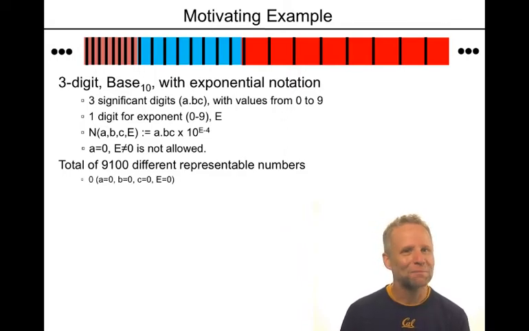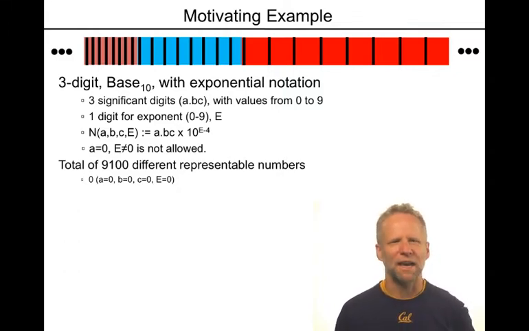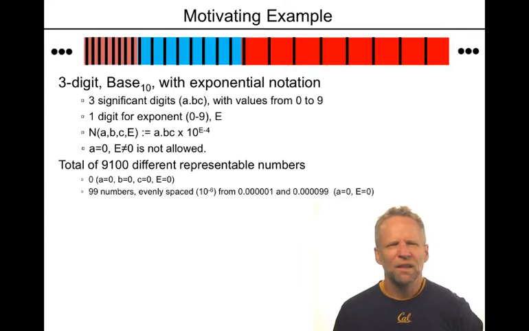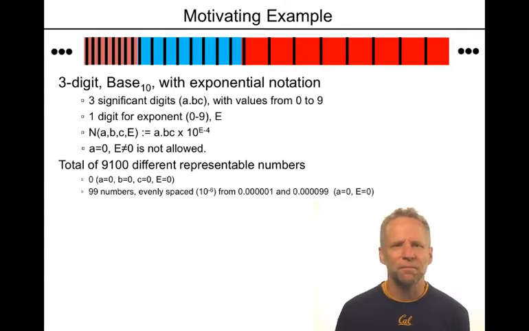No, E can't be anything, because A equals 0 requires E to be 0. It is not allowed to be nonzero. So once we go with A equals 0, E has to be 0. Then there are 99 numbers evenly spaced, with spacing 10 to the minus 6, running up to 99. That's with A equals 0, E equals 0, B running from 0 to 9, and C running from 1 to 9 and then 0 to 9. That'll give us 99 numbers there.